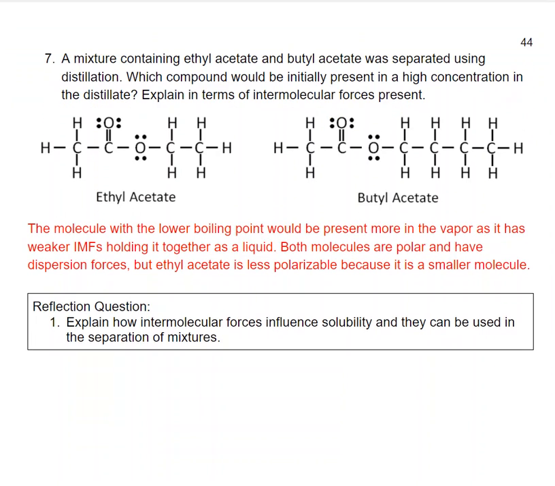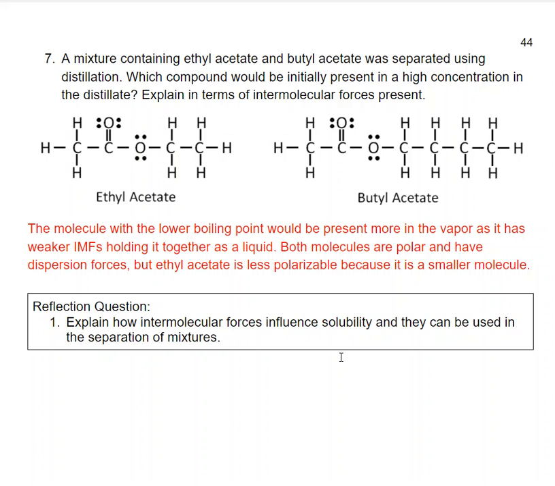So we have a mixture of ethyl and butyl acetate, and we're going to separate this using distillation. These are both liquids. Which compound would initially be present in a high concentration in the distillate? The molecule with the lower boiling point would be present more in the vapor, as it has weaker intermolecular forces that are holding it together as a liquid.